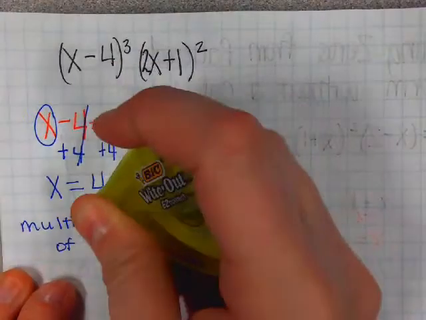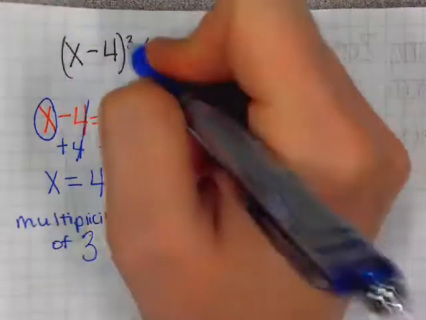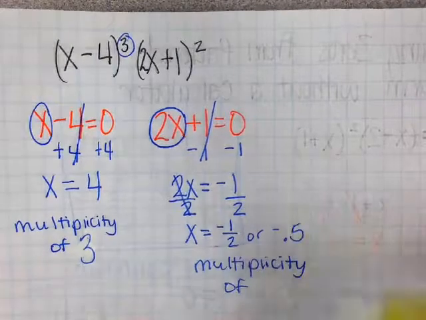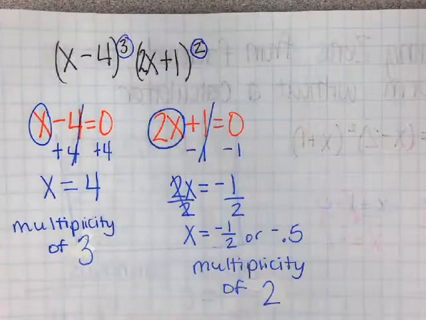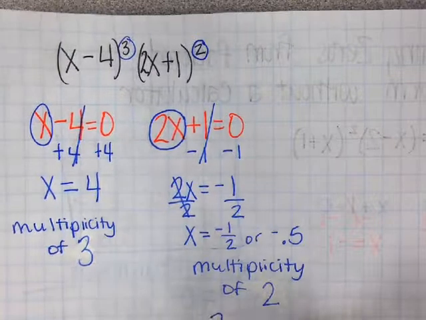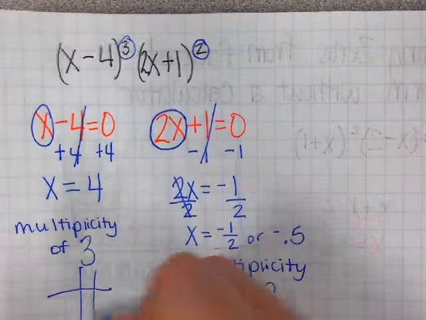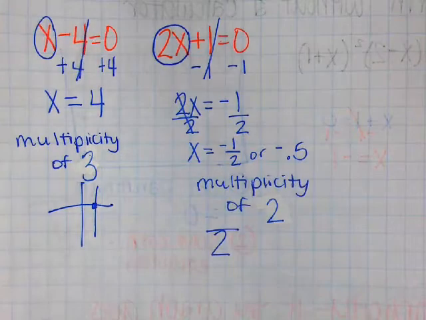Oh man, multiplicity. I wrote that wrong. That is not very smart of me. I'm sorry. This multiplicity is 3 because there was a cubed. And this multiplicity was 2 because there were 2 of them. So this one bounced off, and this one went straight through because it was odd.